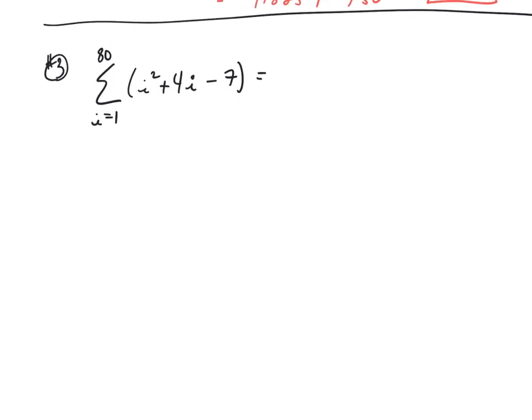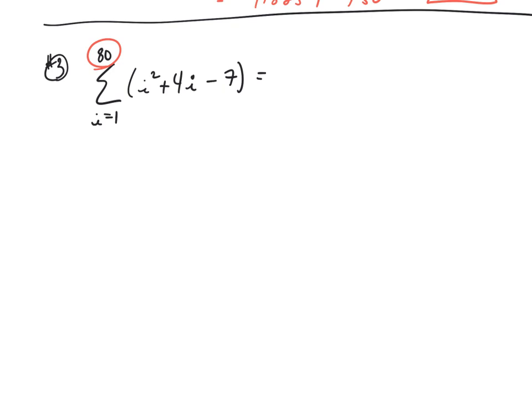The summation from i equals 1 to 80 of i squared plus 4i minus 7. Again, you don't want to use up all of your day putting in 80 numbers into a formula and then writing out all 80 of those terms. It would take you too long.